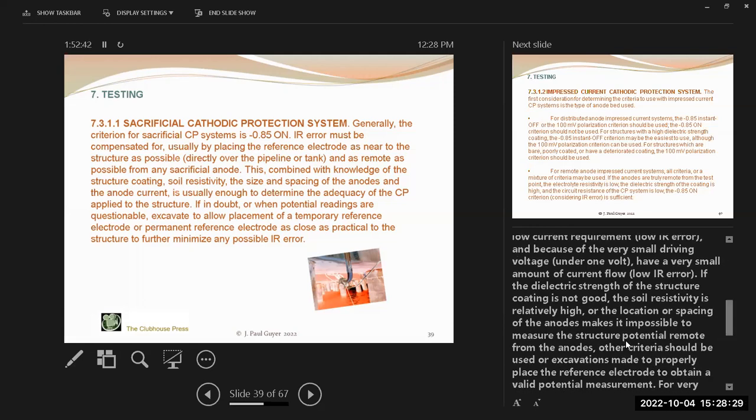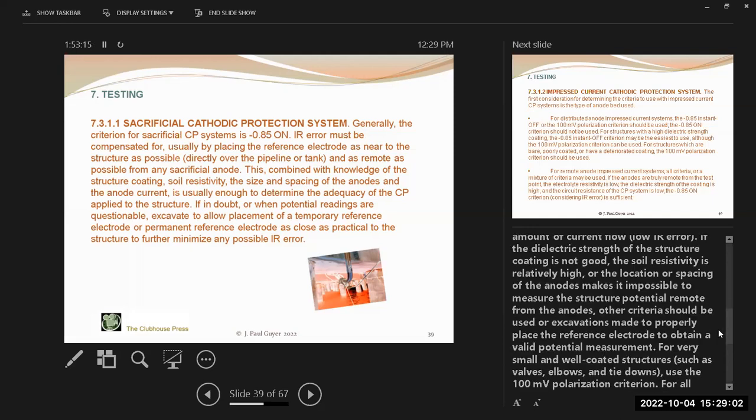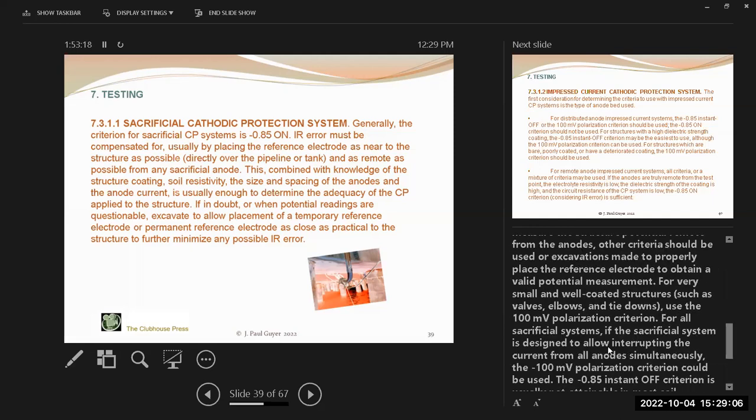If the dielectric strength of the structure coating is not good, the soil resistivity is relatively high, or the location or spacing of the anodes makes it impossible to measure the structure potential remote from the anodes, other criteria should be used or excavations made in order to properly place the reference electrode to obtain a valid potential measurement. For very small and well-coated structures, such as valves, elbows, and tie-downs, use the 100 millivolt polarization criterion.